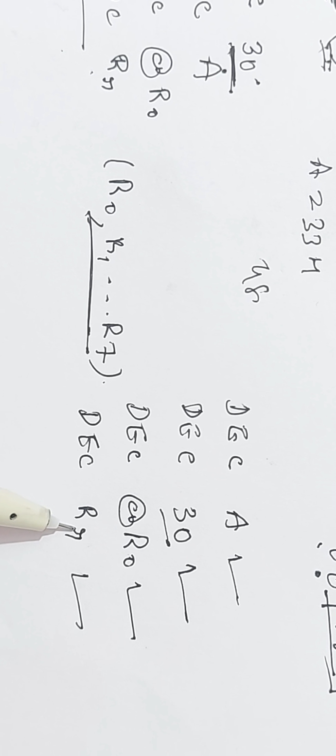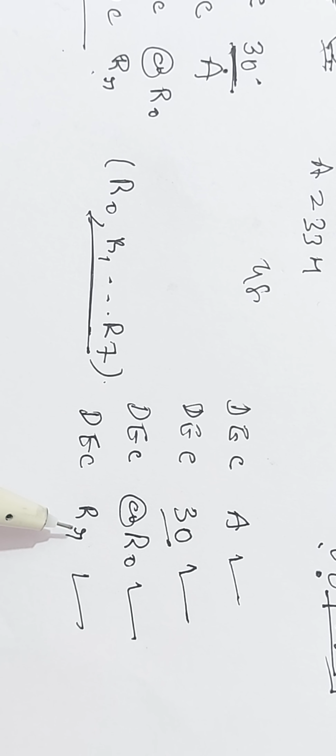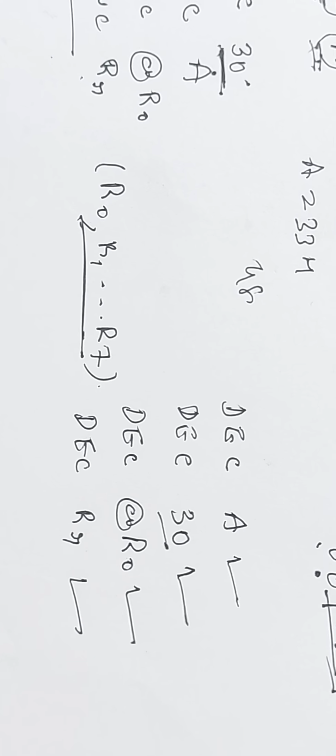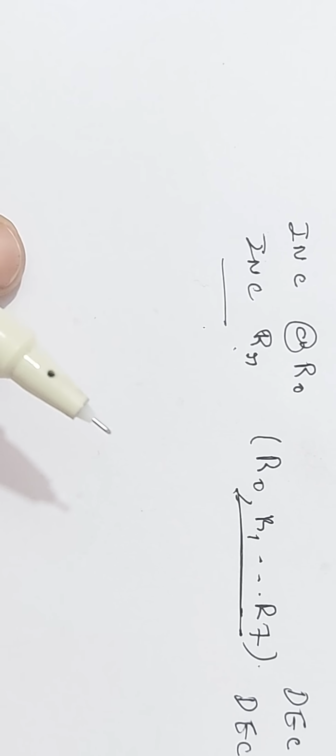Decrement RR. R0 to R7, there are 8 registers. So this decreases 1 from the data present in any register R0 to R7. I will show some examples.